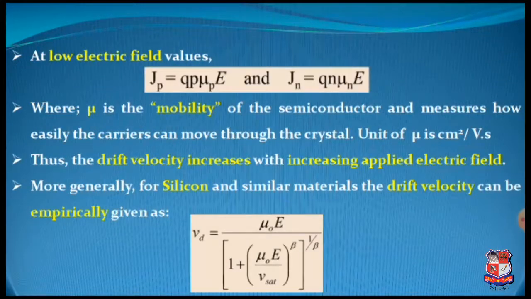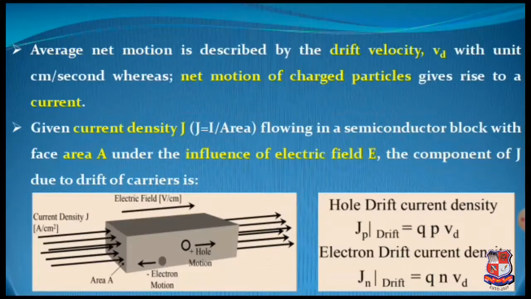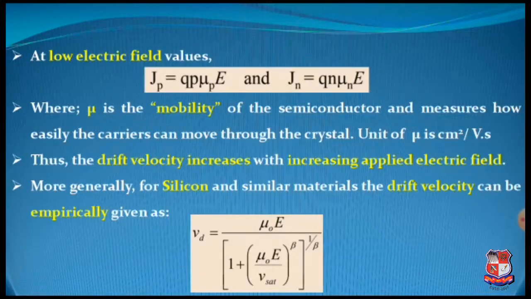At low electric field, we can write down the drift velocity equation as mu into E. So Jp is equal to q p mu p E and Jn is equal to q n mu n E, where mu is the mobility of the semiconductor and it measures how easily the carriers can move through the crystal, where the unit of mobility is centimeter square upon volt into second.